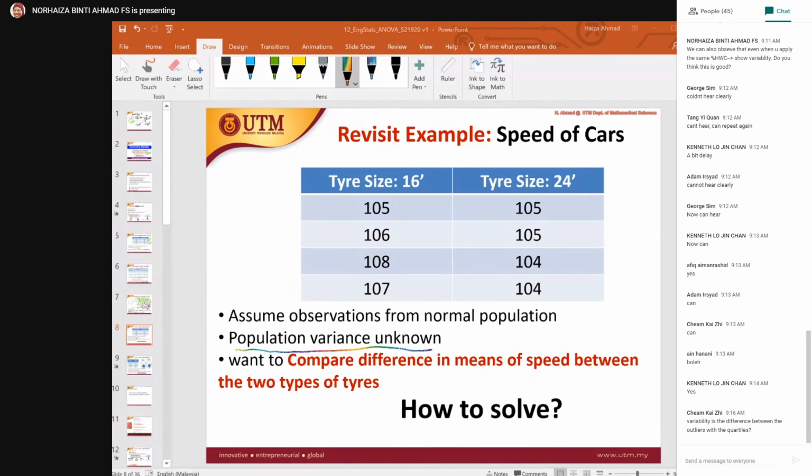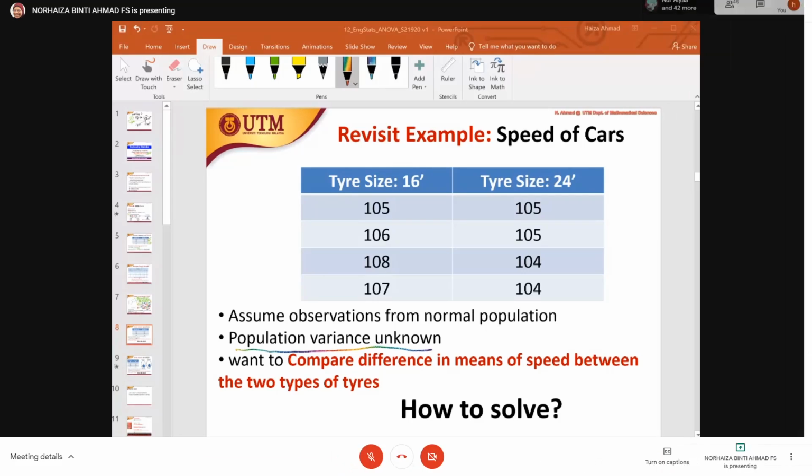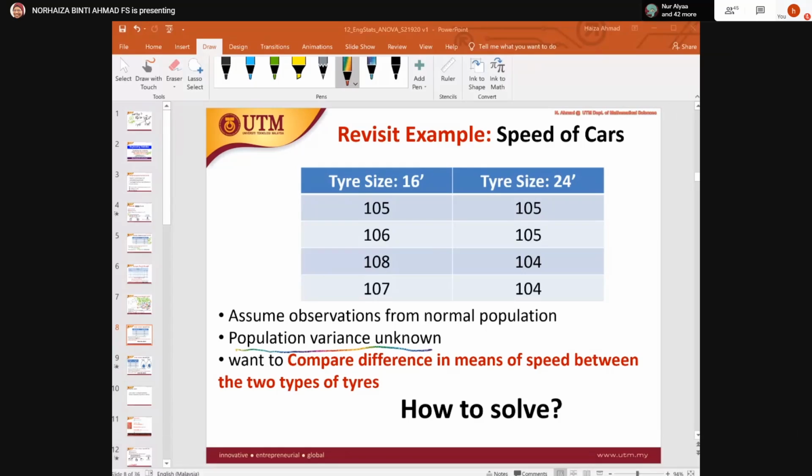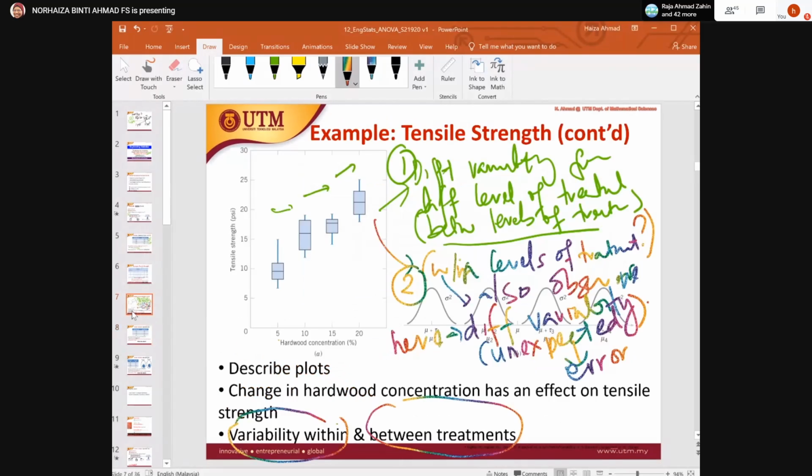Variability is the difference between the outliers with the quartiles. The difference in the box plot. In this particular box plot, you can say that the variability exists because there's a difference. Dia bukan between the outliers. The outliers is your observation. Quartile is also your observation. So, okay, just sebelum I go here, I'm going to do that. Just for that, just comment on this box plot here, referring to Cham's question.